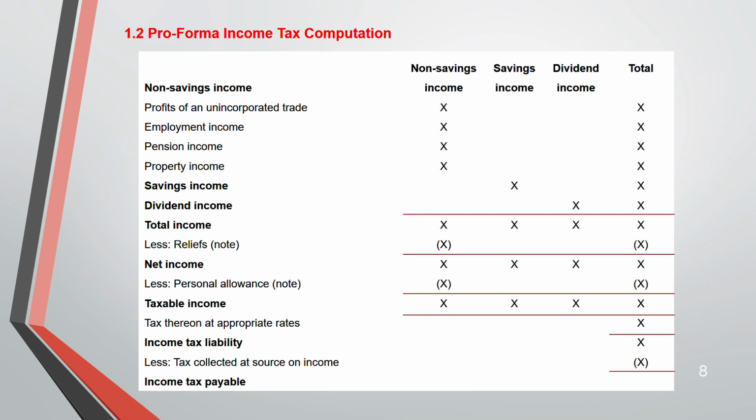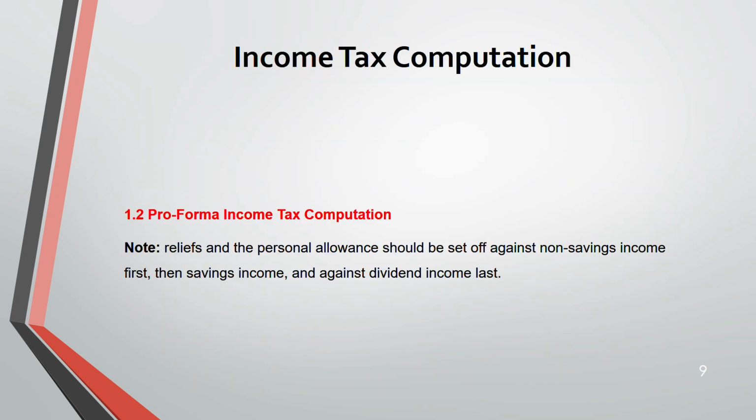Five things are important: total income, net income, taxable income, income tax liability, income tax payable. Any of these they might ask in the exam. So be careful what they're asking. They might not always ask you for the income tax bill. Sometimes they might ask you for income tax liability, so do not deduct tax collected at source. Sometimes they might just ask you for net income. So pay careful attention.